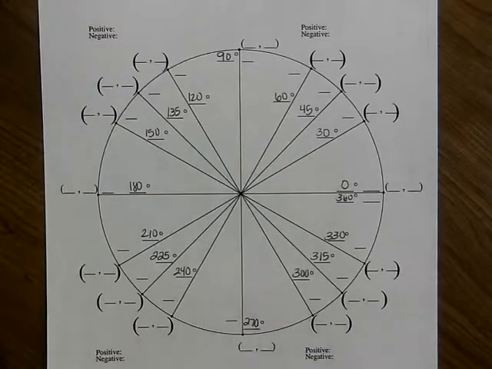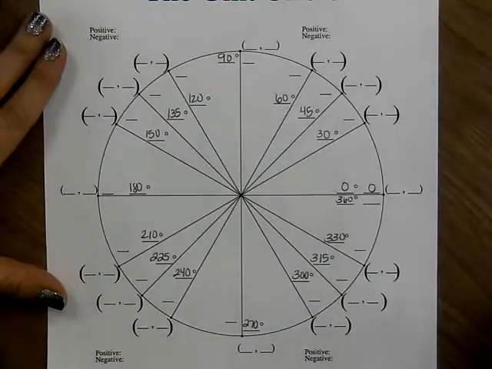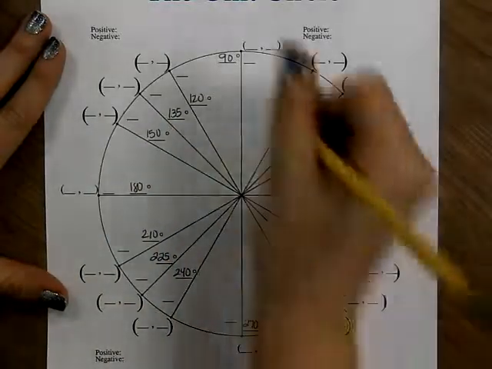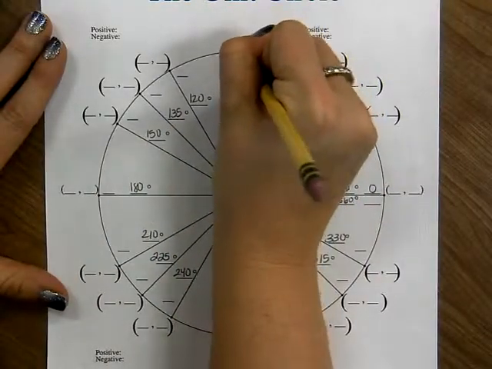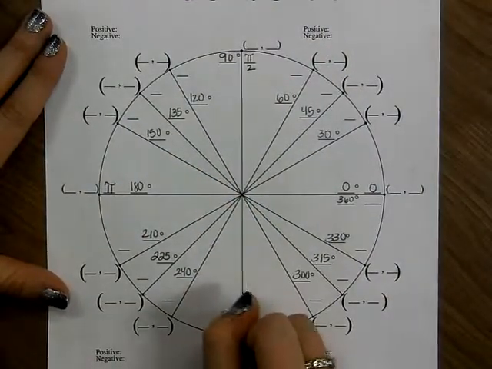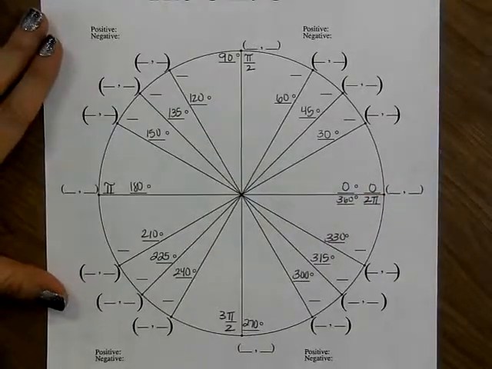But now we have to think about the radian values. Sometimes those are a little harder. So this is 0. And then let's do the same thing. Let's hit those compass points there. So this is pi over 2. And then we come to pi. And then 3 pi over 2. And then back around to 2 pi.